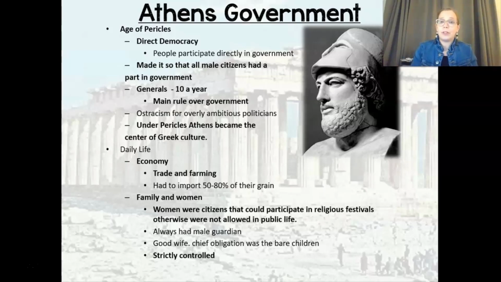Within this direct democracy, all male citizens had a role in the government, and there were some people who had special roles. So, for example, there were generals who were at the peak of government, at the top. 10 generals were voted on every year. They were kind of kept in check because if a politician got too ambitious, if they tried to make themselves more powerful than the others, then there was sort of this social punishment.